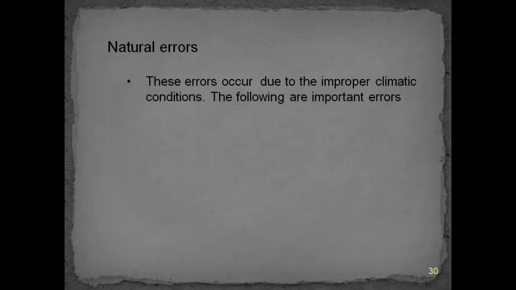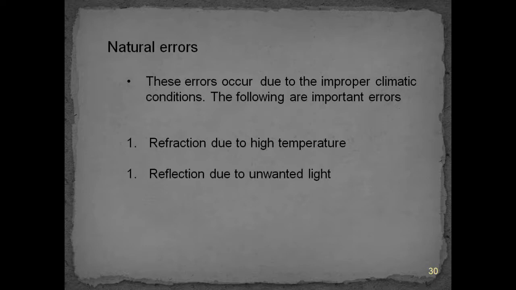Natural errors occur due to improper climatic conditions. The following are the important ones: refraction due to high temperature, reflection due to unwanted light, rain and wind. All these are natural errors. We cannot stop the rain, we cannot stop the wind, and we cannot stop the high temperature also. So in summer, you have to keep the timings of surveying in such a way that morning 6 to 11 is the perfect time for your surveying, and evening 4 to 6 is the perfect timing. You should know this.